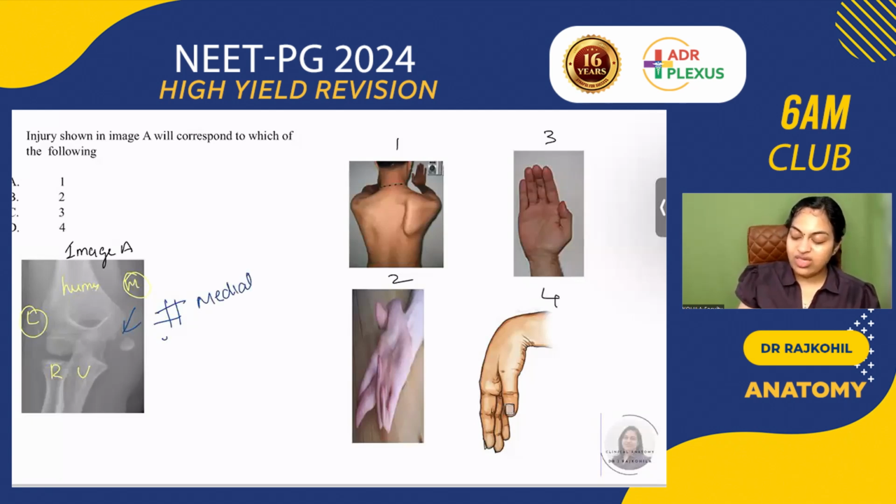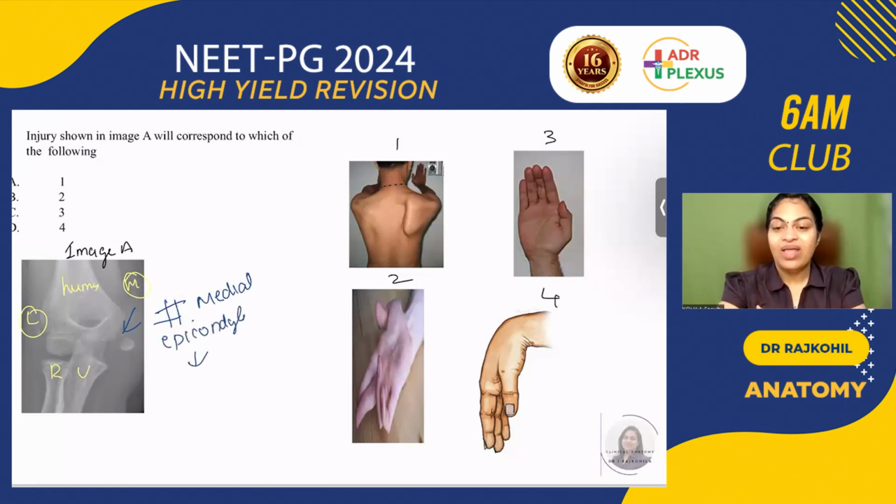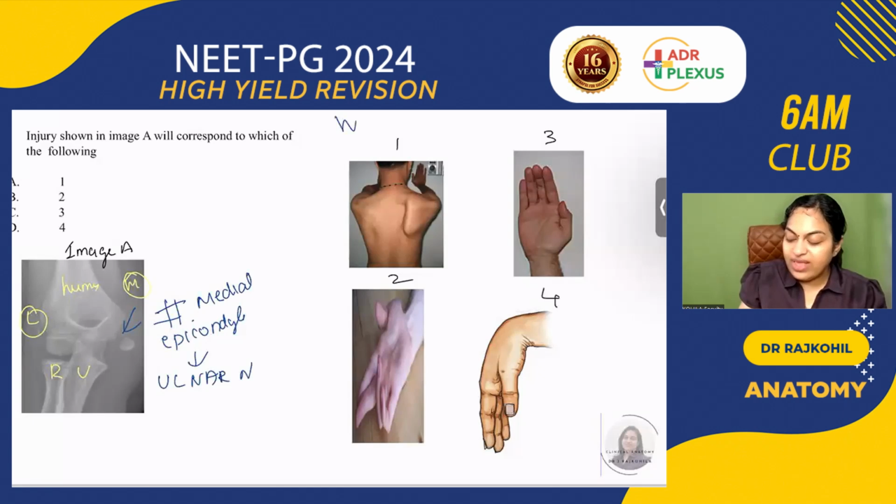Now tell me which nerve is involved in fracture of the medial epicondyle. It is involvement of the ulnar nerve. Now, you can tell me what each image shows. 1, 2, 3, 4. One is winging of scapula. Which nerve is involved in winging of scapula? Name the nerve and the muscle paralyzed.